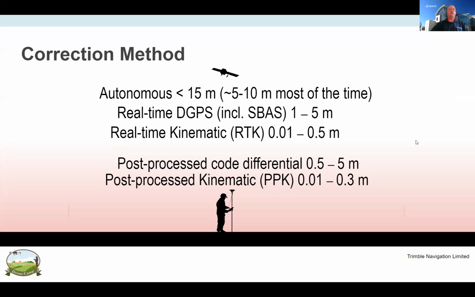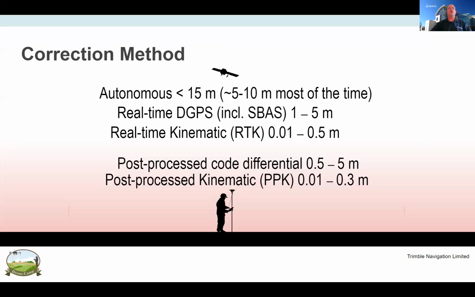So it boils down to, depending on our correction method, we can expect different qualities of position. If we're autonomous, like the GPS in your phone or the low-end sort of Garmin unit that you have, we're going to get probably better than 15 meters of precision. It's better than that most of the time. It's probably 5 to 10 meters most of the time, but it can be worse.